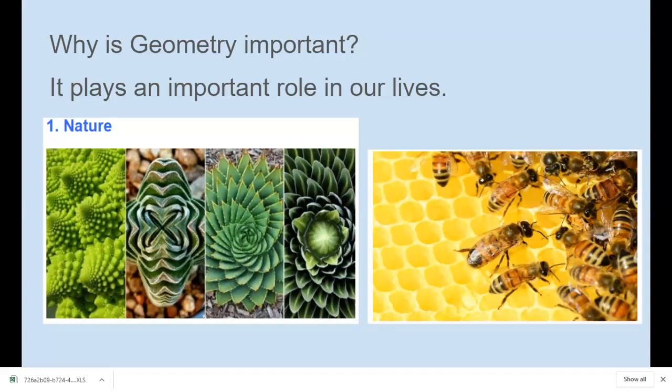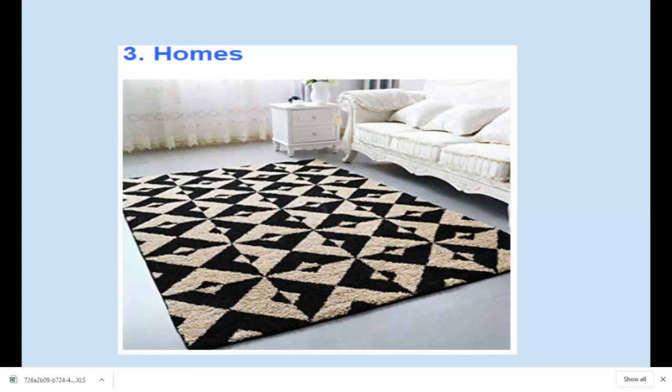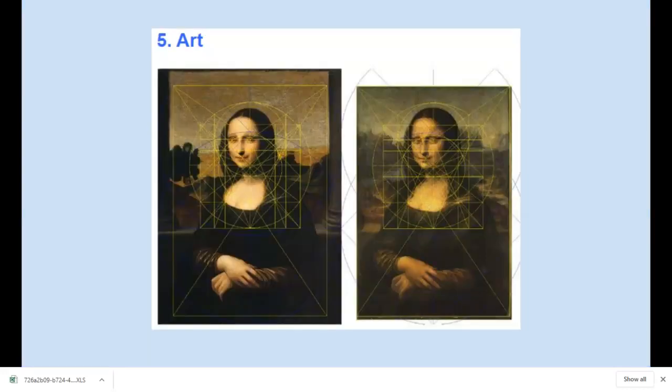Next. Why do we have to study this? Well, a lot of things around us are associated with geometry. It plays an important role in our lives. First, look at nature. Patterns everywhere. That's geometry for us. Second, technology. Same thing. Pattern, fiber optics. That's geometry. Third, homes. You can see different designs at home. Patterns at the same time. Fourth, architectural designs. Geometry is applied into this. Fifth, art. Same thing. Geometry is applied in creating arts.